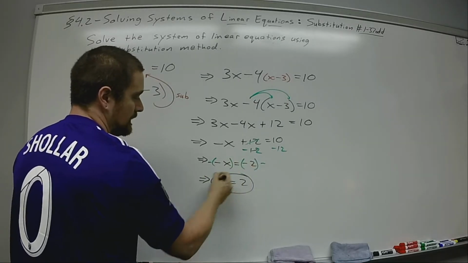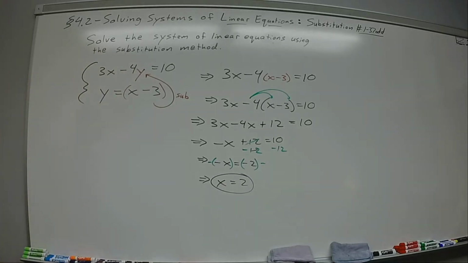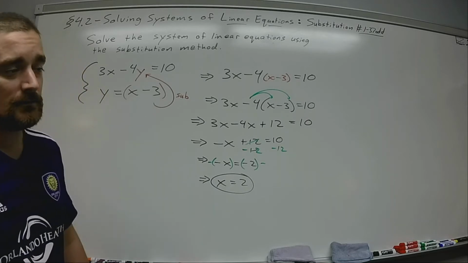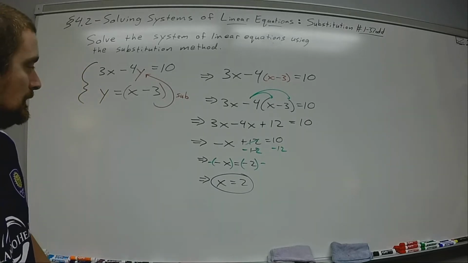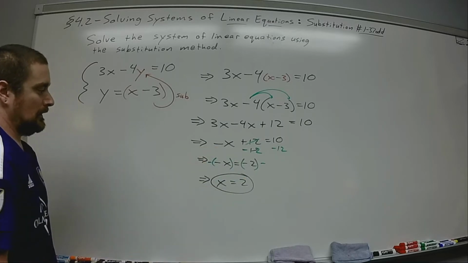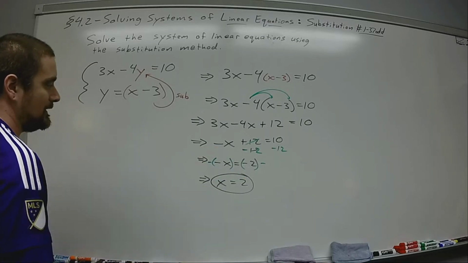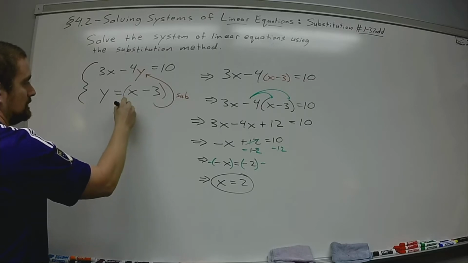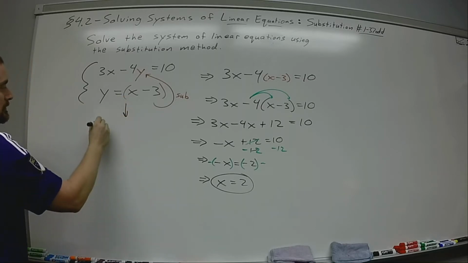Negatives cancel each other out. And we've picked up our proper x value. Again, not the final answer, because that's only half the solution. Our solution is an ordered pair with x and y. Well, how do I go back and find y now? Again, I just use that substitution. That's the nice thing about the substitution technique.